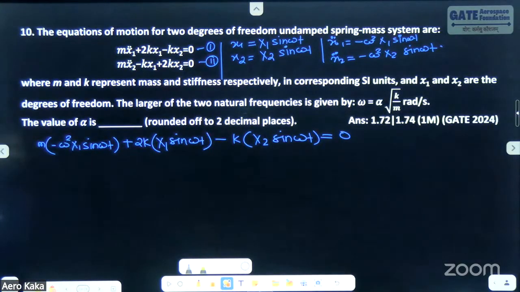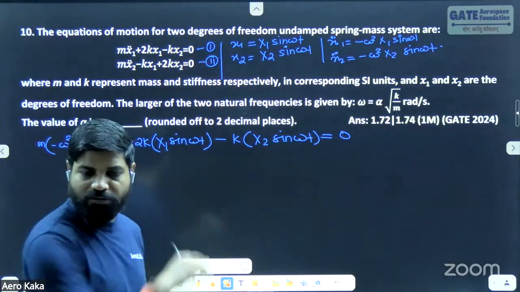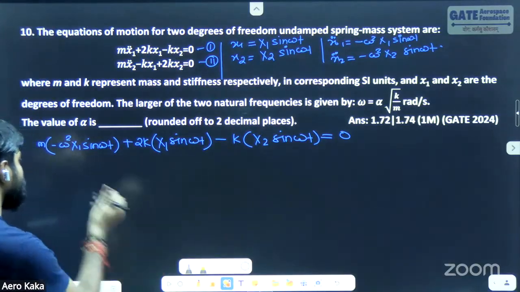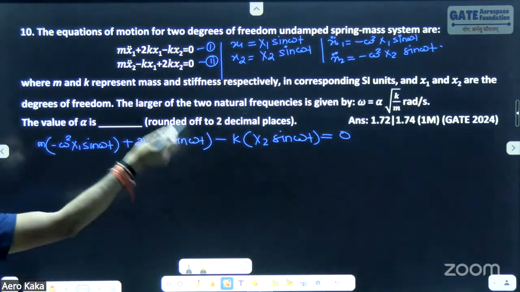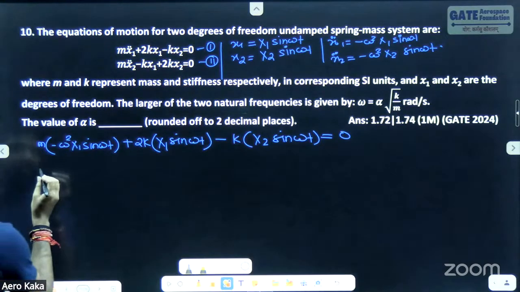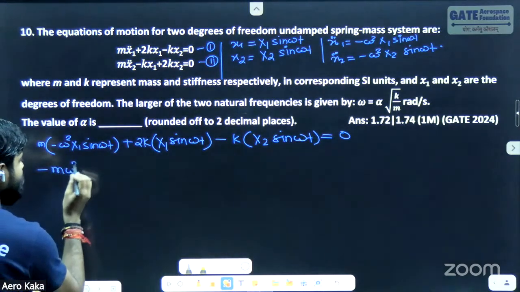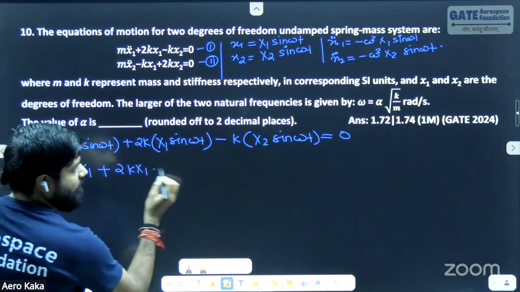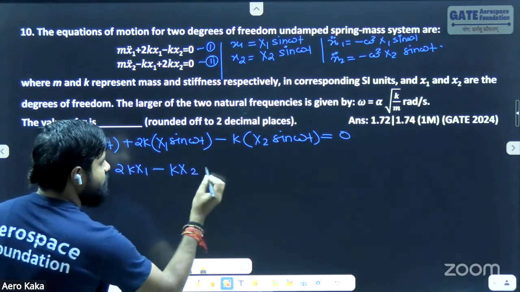Simplify it. What is common? Sin omega t is common. Sin omega t cannot be equal to 0, so we can make this equation equal to 0 by keeping m omega, x1, x2 whatever we are having. So what can I write here? It's minus m omega square x1 plus 2k x1 minus kx2 is equal to 0.